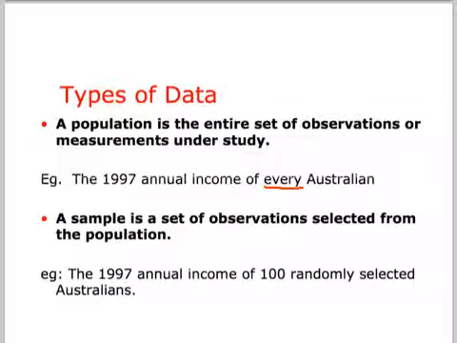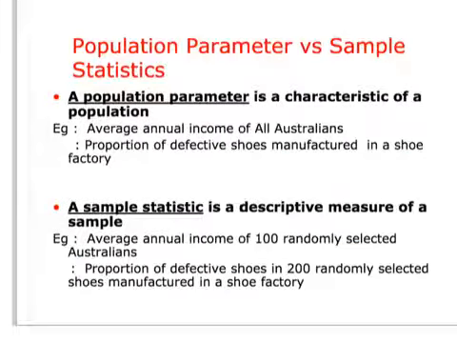1997 annual income of 100 randomly selected Australians. So are we talking about population or sample, guys? We are talking about sample. Okay, this is important. Population parameter. Sample statistics. A parameter is a characteristic of a population. On the other hand, a statistic is a characteristic of a sample.